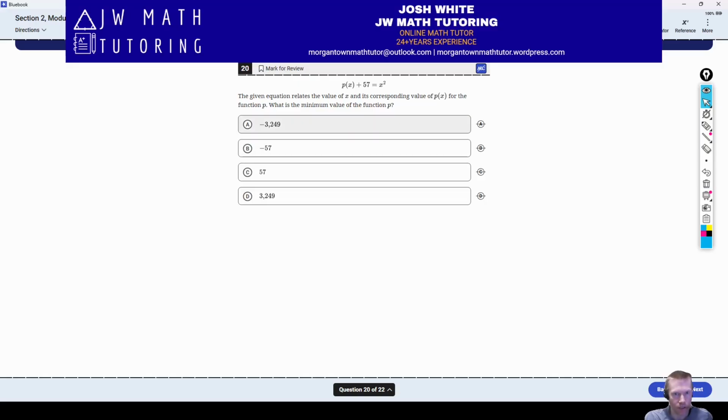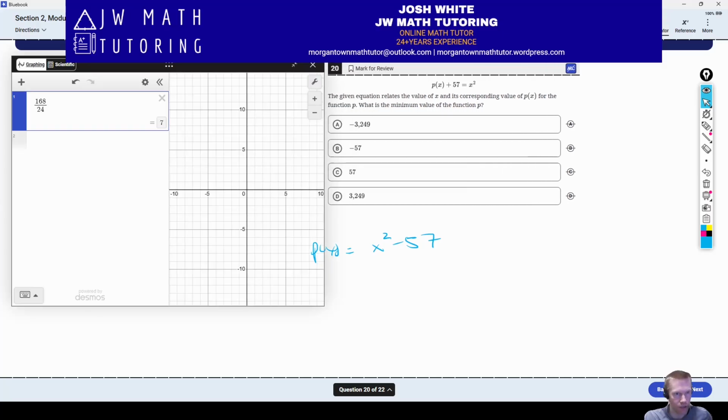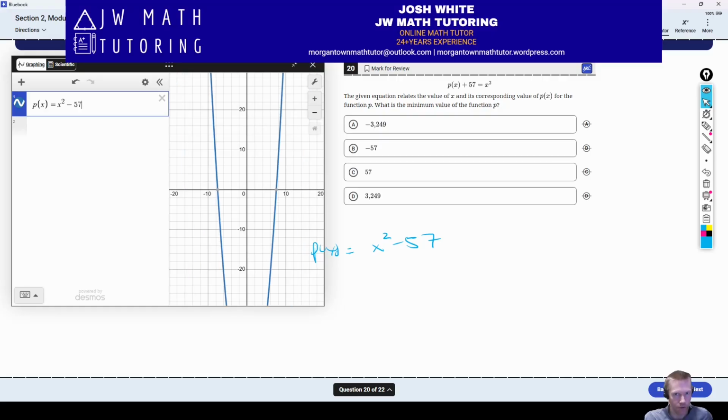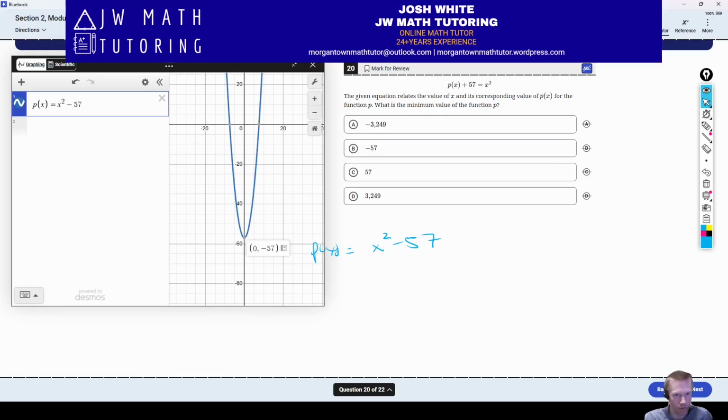All right, next up, question number 20. What is the minimum value of this function? So, the absolute quickest, easiest way to do this is to just rearrange it. So it's just p of x equals everything on the other side. And then just go to Desmos and graph this. Literally just type p of x equals x squared minus 57. Okay, let's zoom out. Where's the minimum value? It's right here at the vertex, 0, negative 57.